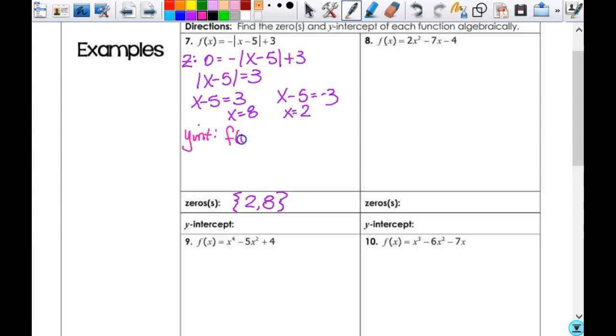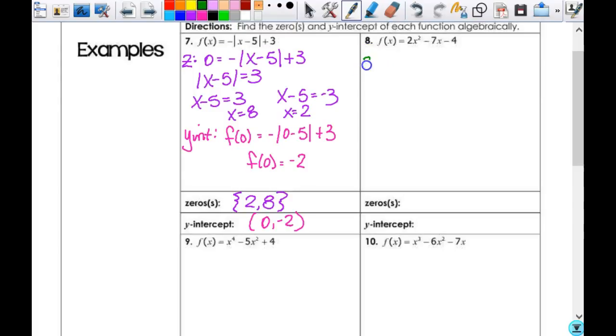we're going to find f of 0. So that's equal to negative absolute value of 0 minus 5, plus 3. So the absolute value of negative 5 is 5, but we're going to make it negative, so that's negative 5 plus 3. So f of 0 is negative 2. So my y-intercept is (0, -2). Everybody good with that? This should be, again, review for sure.